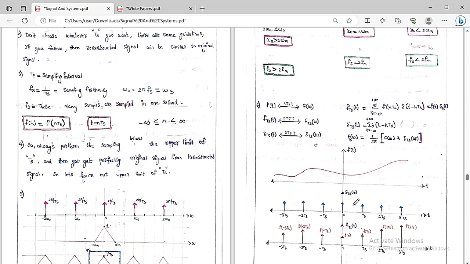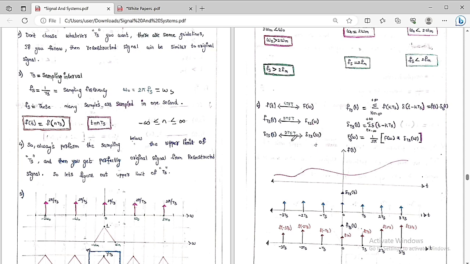So now what I will do is multiply these two signals. If I multiply these two signals, then f of t will become f of n Ts, because only at the Ts instants is it going to get sampled. We get f of Ts of t, which is nothing but f of 0, f of Ts, f of 2Ts, f of 3Ts, f of minus Ts, f of minus 2Ts, and f of minus 3Ts. So this is the discrete time signal that we are going to get.